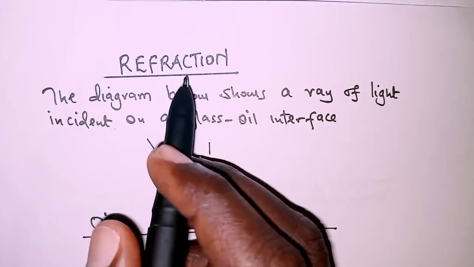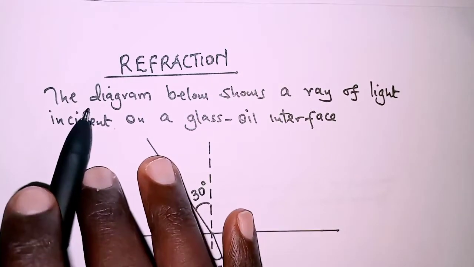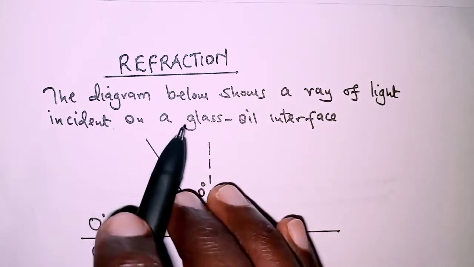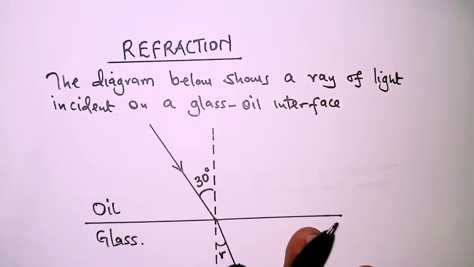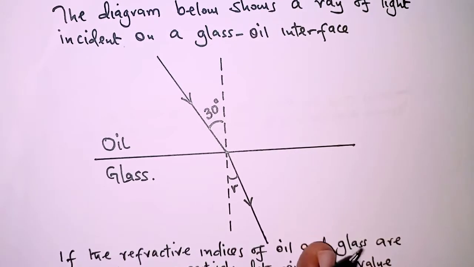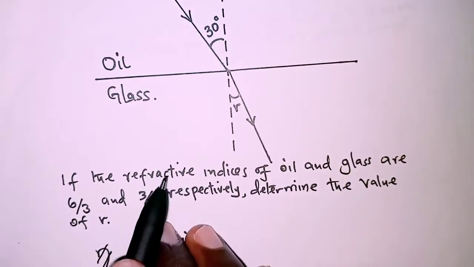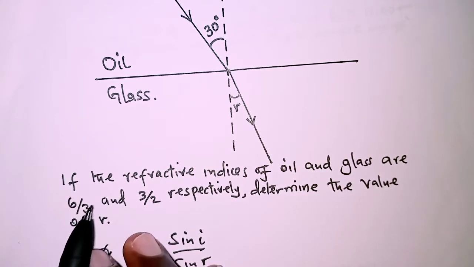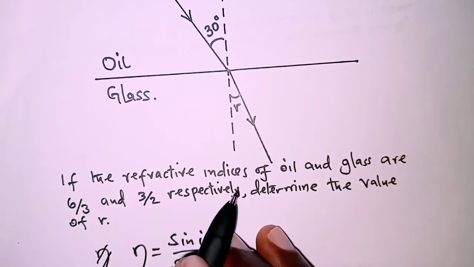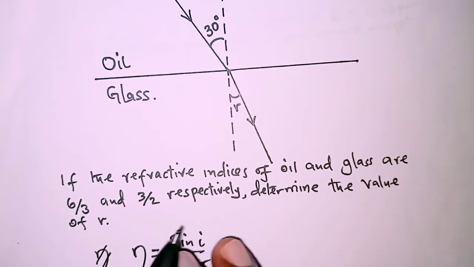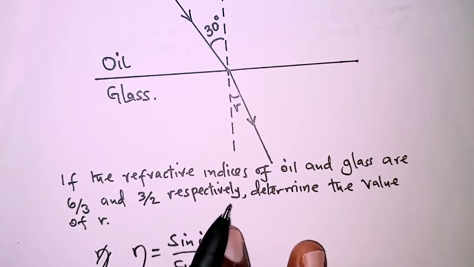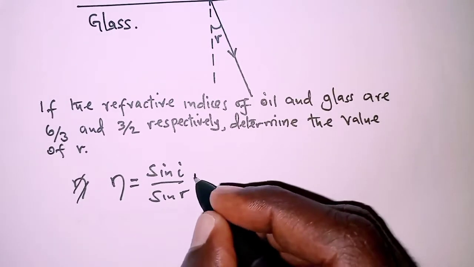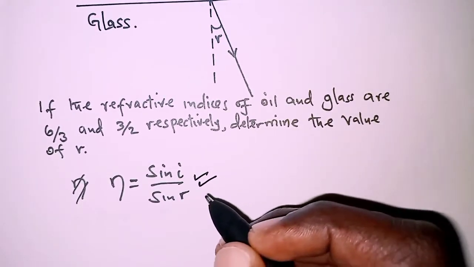The question today is on refraction, and the question reads, the diagram below shows a ray of light incident on a glass oil interface. So we have the diagram as shown. Then the question reads, if the refractive indices of oil and glass are 6/3 and 3/2 respectively, determine the value of R. So in this question, we are going to apply Snell's law, which is given by the formula shown.